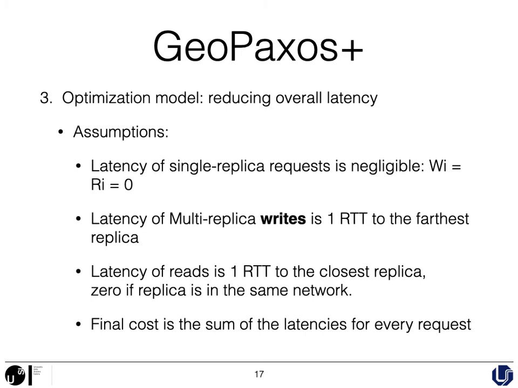The latency of reads is always local to a single replica, so the latency of a read operation is 1 round trip to the closest replica, or 0, of course, if the client and the replica are in the same network. The final cost of our optimization model is the sum of the latency for every single request.